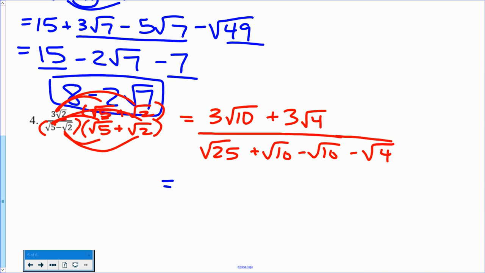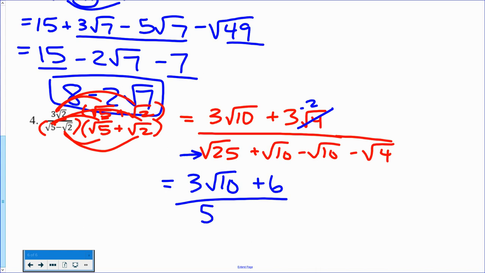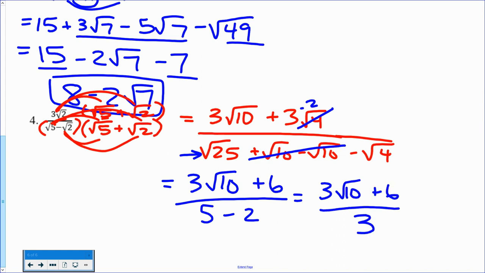So simplifying from here, the square root of 4 is 2. So I have 3 square roots of 10 plus 6 over the square root of 25, coming from here, is 5. Those would cross out, minus 2. So 3 square roots of 10 plus 6 divided by 3. Then once again, check to see if you can divide both the top and bottom by 3. Yes, we can. So I'd be left with the square root of 10 plus 2, because I divided this 3 and this 6 by 3.